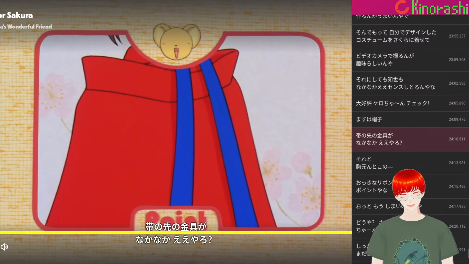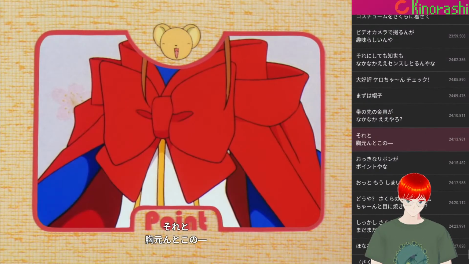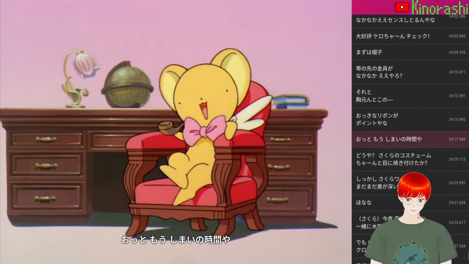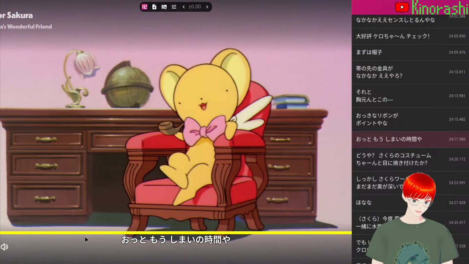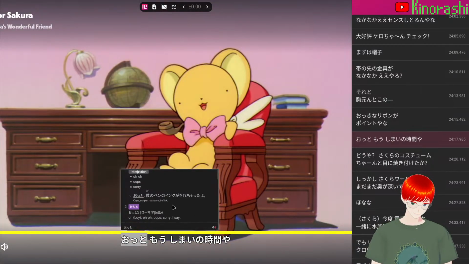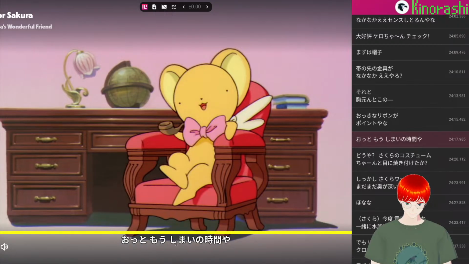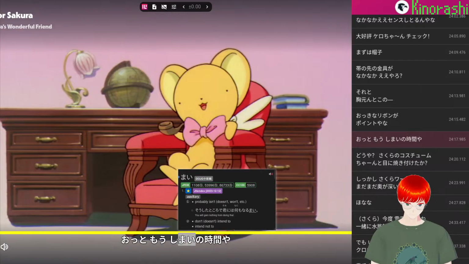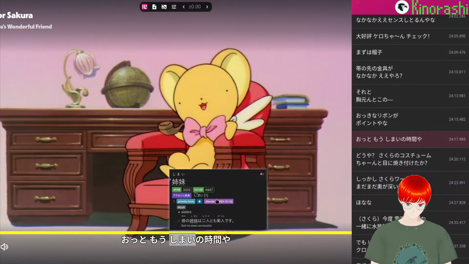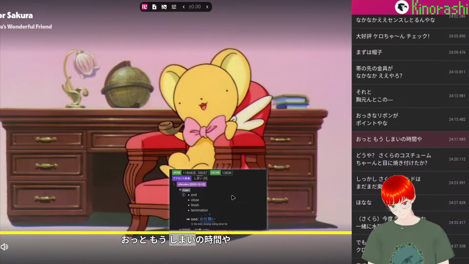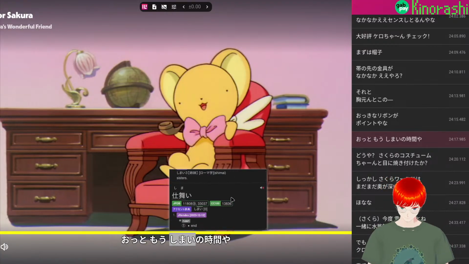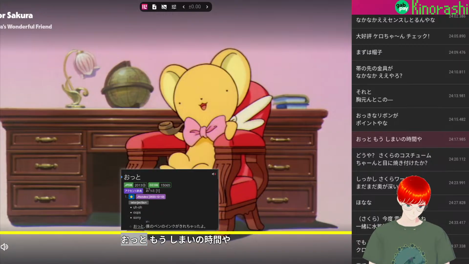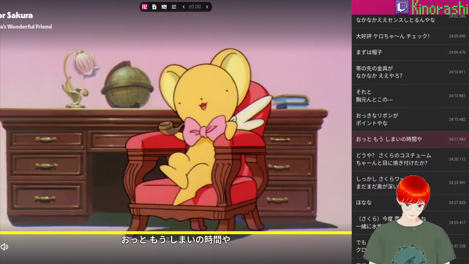"まずは帽子。帯の先の金具がなかなかええやろそれと胸元んとこの大きなリボンがポイントやな。おっと、もうしまいの時間や。" Uh-oh. Oops, sorry. Otto, moshimai. Shimai. Oh, this is shimai and it's already, so this is the already mo. Okay, so it's already the end of our time. So otto, mo shimai no jikan ya.